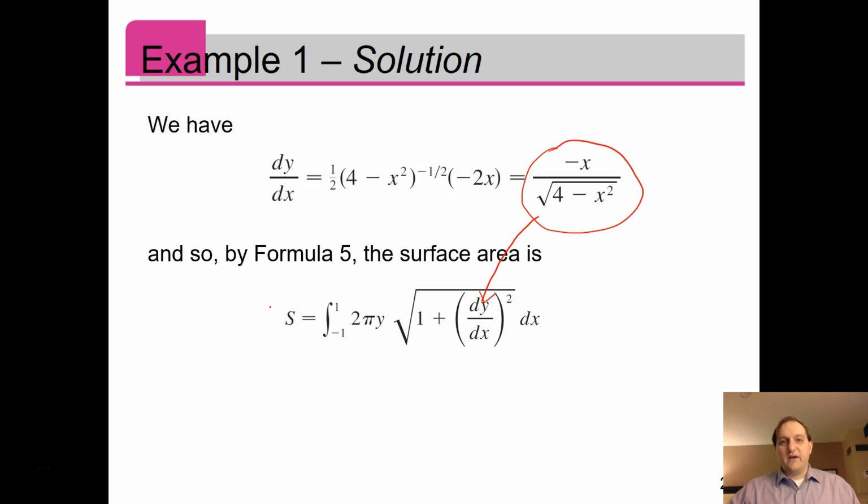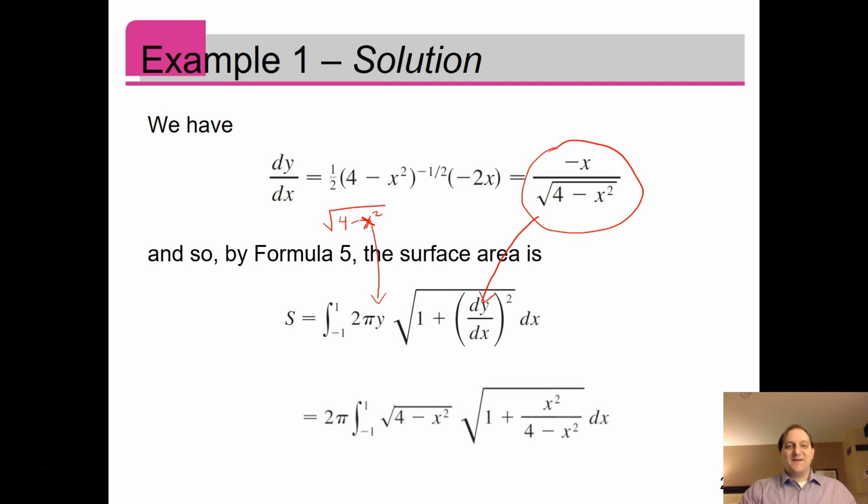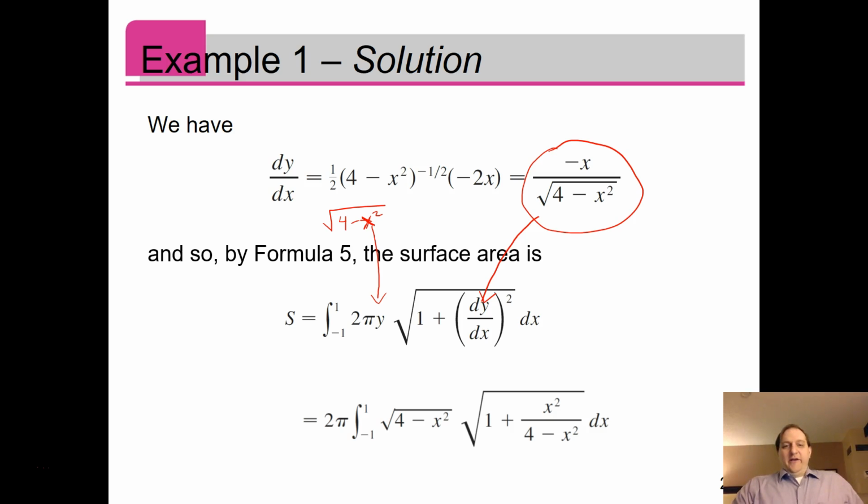So that's going to go in for there, and then my y is root 4 minus x squared. So that's just my function. All right, so that's how we're going to make those substitutions, and then we're going to have to do some tricky algebra, but it's okay, it'll work out. All right, so we made those substitutions. We brought the 2 pi to the outside, squared everything, did all that fun stuff.